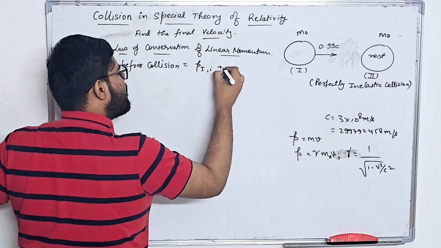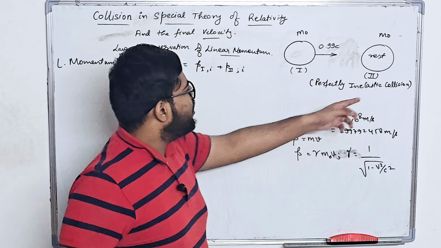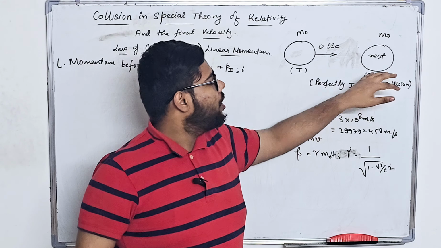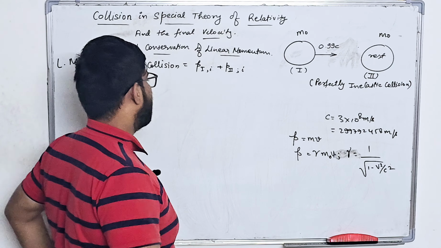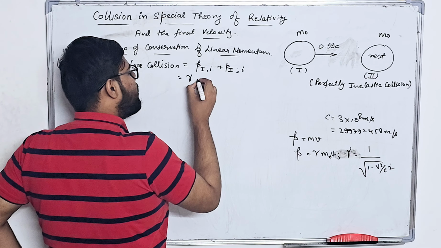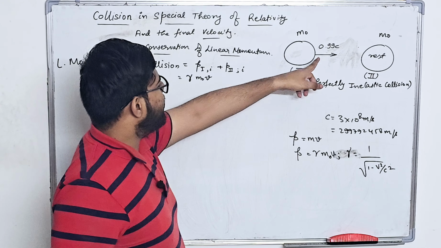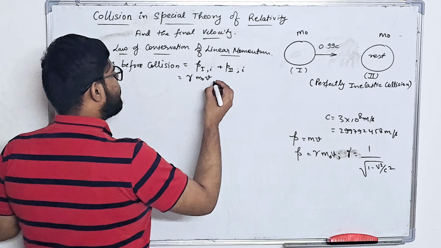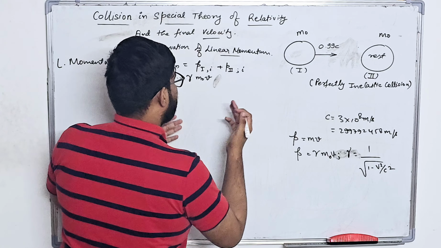So it will be P1 initial plus P2 initial, right? What is the initial linear momentum of the second body? It will be 0 because it has no velocity. It is at rest, right? So it becomes gamma times m naught v, correct? Where v is 0.99 c. We will get some value, but we are not bothered about that right now.